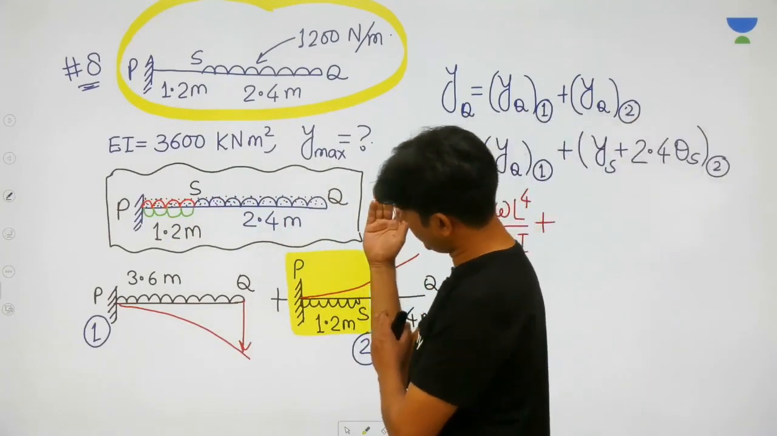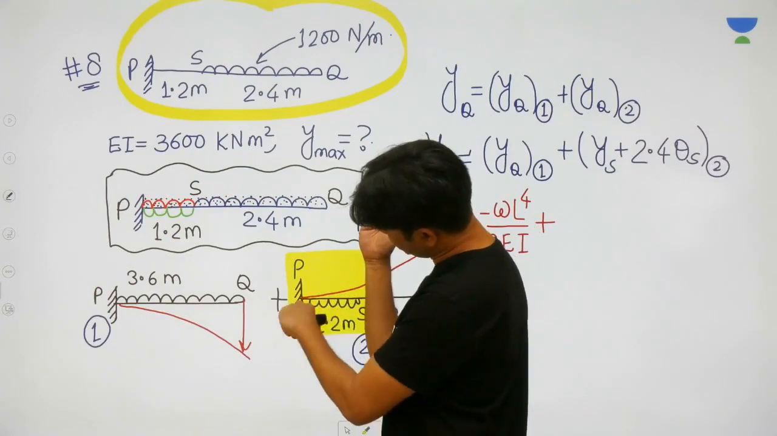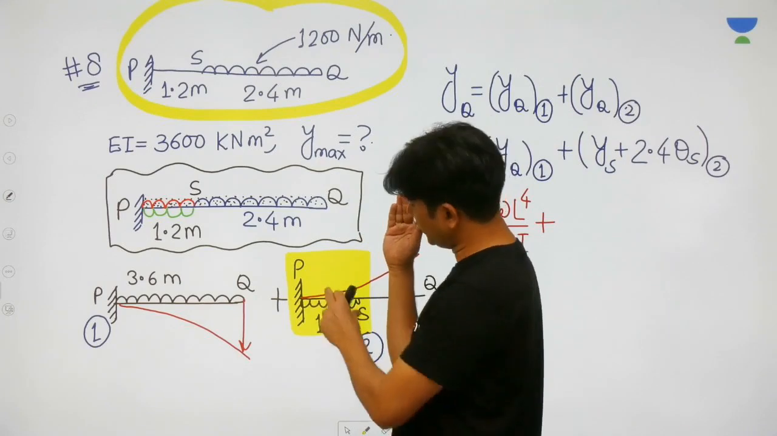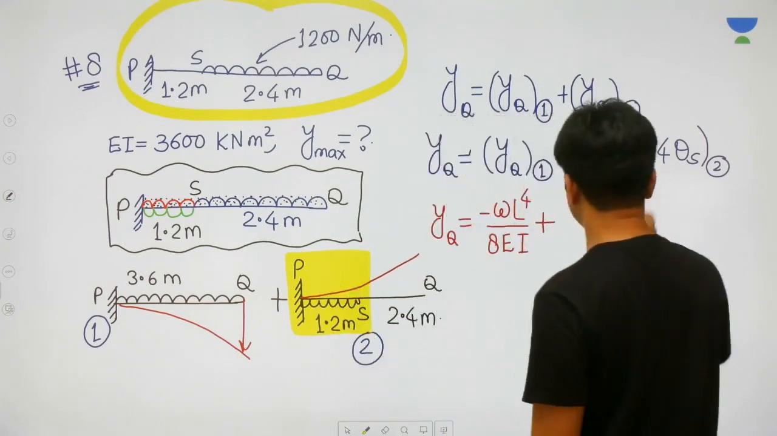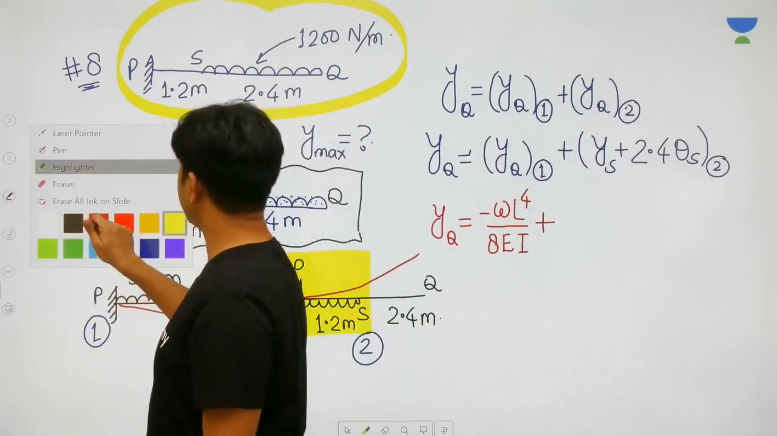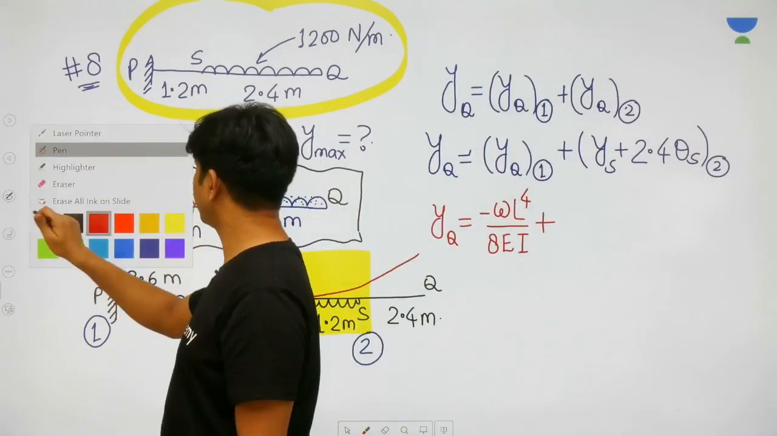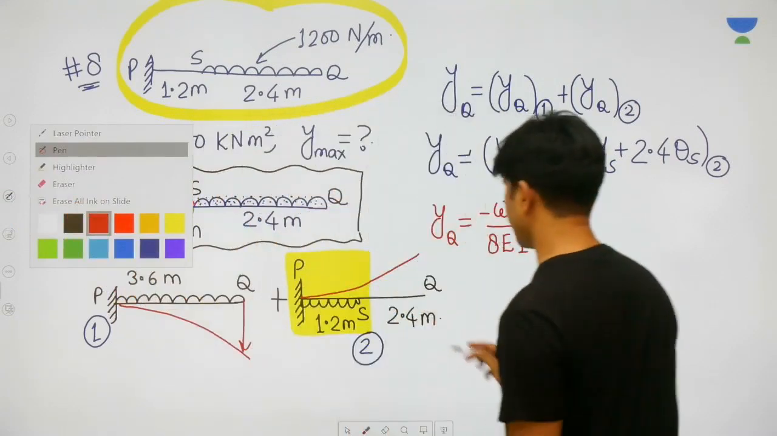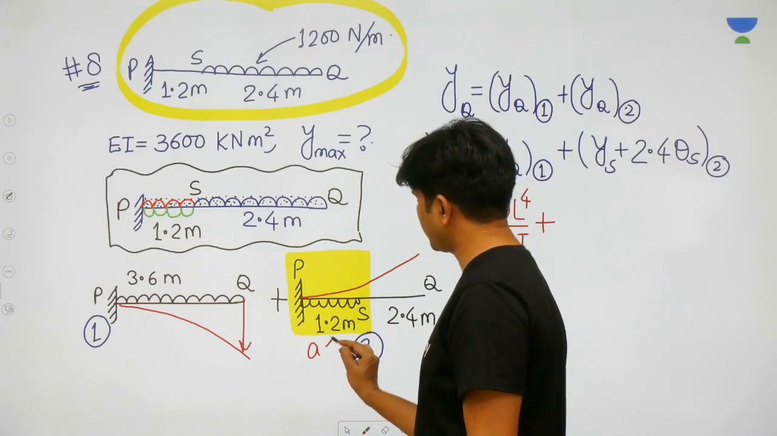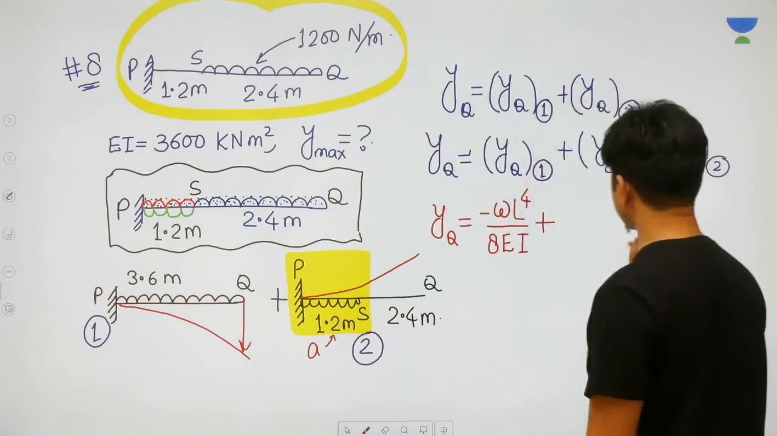So just hide the remaining beam and consider this P to S length as a standard cantilever. So you can use the standard results again. Let's use the standard results. Let's call this length 1.2 meter as A here.